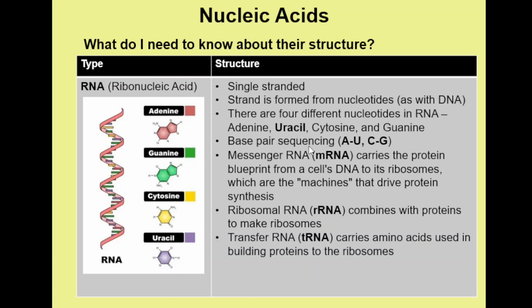And this means that the base pair sequencing is slightly different. Cytosine and guanine still go together, but now we get adenine bonding with uracil. So it's A to U, C to G.